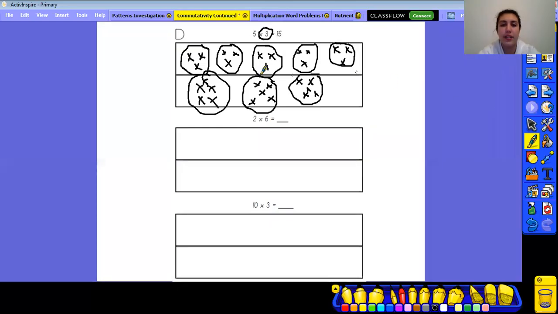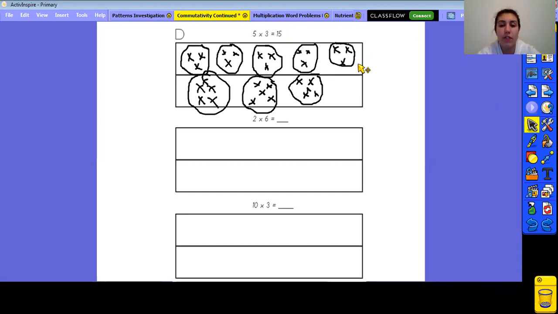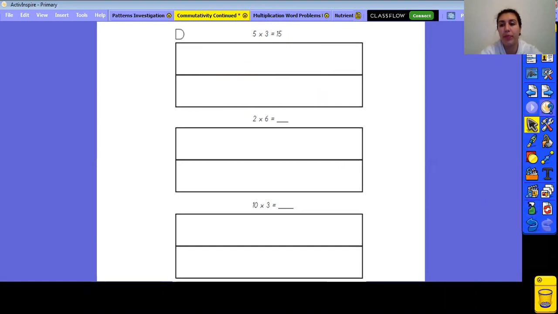There we go. So I can see that for this one equation here, I've actually got two different ways of representing it. I could say that I've got 5 groups of 3, or I could say that I've got 5, 3 times. So that's what you need to do for the rest of that sheet as well.